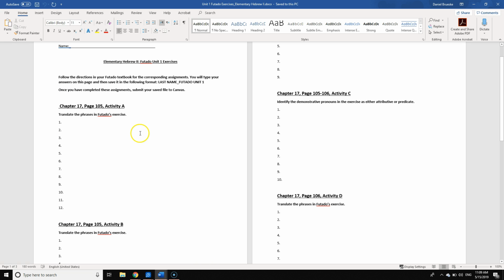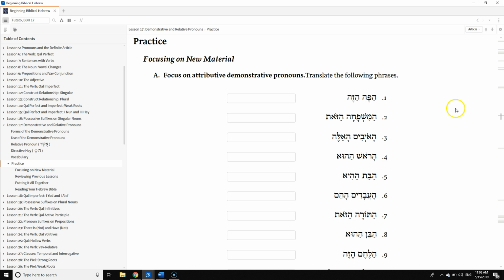So activity A, let me just take a look at the assignment, make sure I know what we're doing. Activity A, 1 through 12, and it looks like we're just doing translation. This is asking to focus on the attributive demonstrative pronouns. Demonstratives are pointing pronouns. The near demonstrative would be this, or these in the plural. The far demonstrative would be that, or those in the plural.